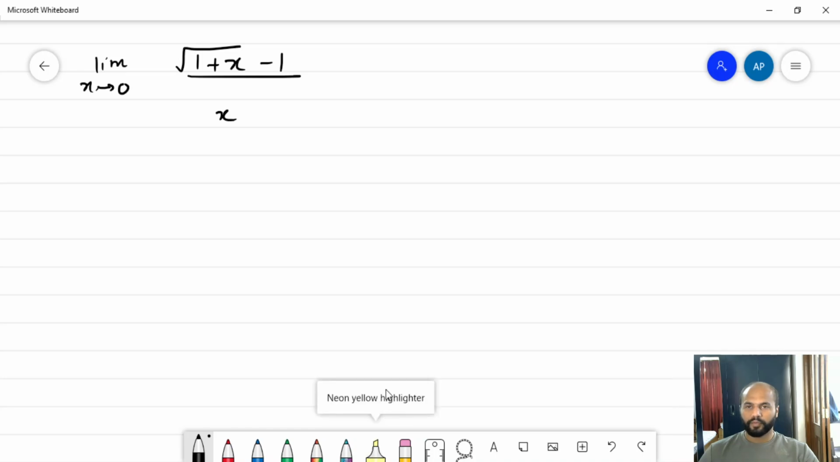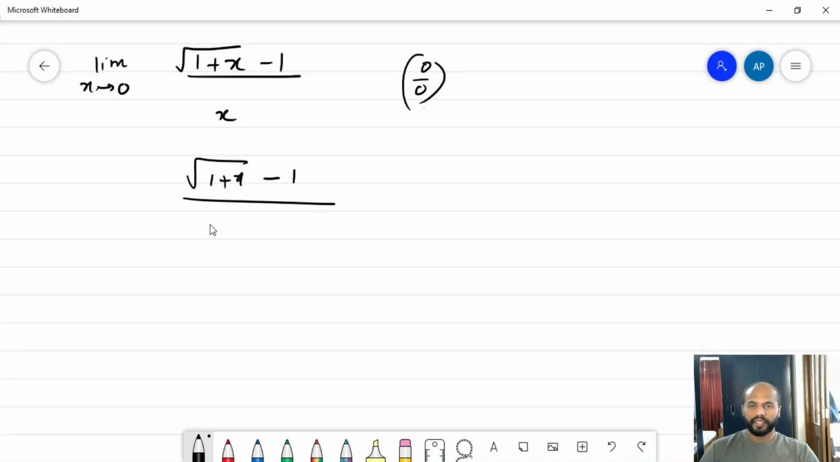Let's take up another problem. Root over of 1 plus x minus 1 by x. That's what we have. Now we have to write this in a slightly different way. First of all, you can clearly see that when we put x equals to 0, we get again that 0 by 0 form. So this we can write as 1 plus x minus 1. Not only that, here we can write 1 plus x minus 1, because this 1 and 1 would cancel and we will get this x back. So we can write this in this form.